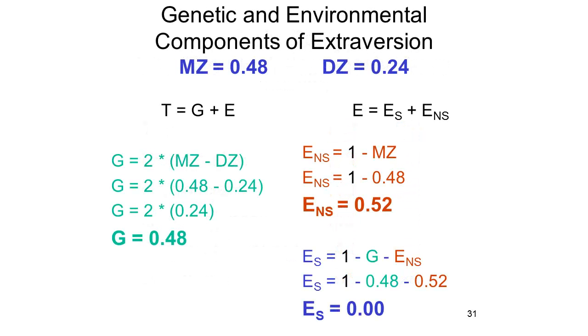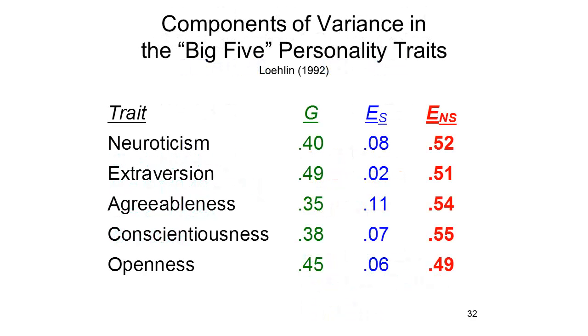Let's first look closely at just one Big Five trait, extroversion. We double the difference between MZ and DZ twins and get an estimate of 48% of the variance is attributable to genetic factors. 1 minus the MZ correlation gives us an estimate of 52% of population variance is attributable to the non-shared environment. And the remainder, well, there isn't any remainder. Apparently, none of the variance in extroversion for this group was attributable to the shared environment. And that turns out to be pretty much the case for each of the Big Five personality traits.